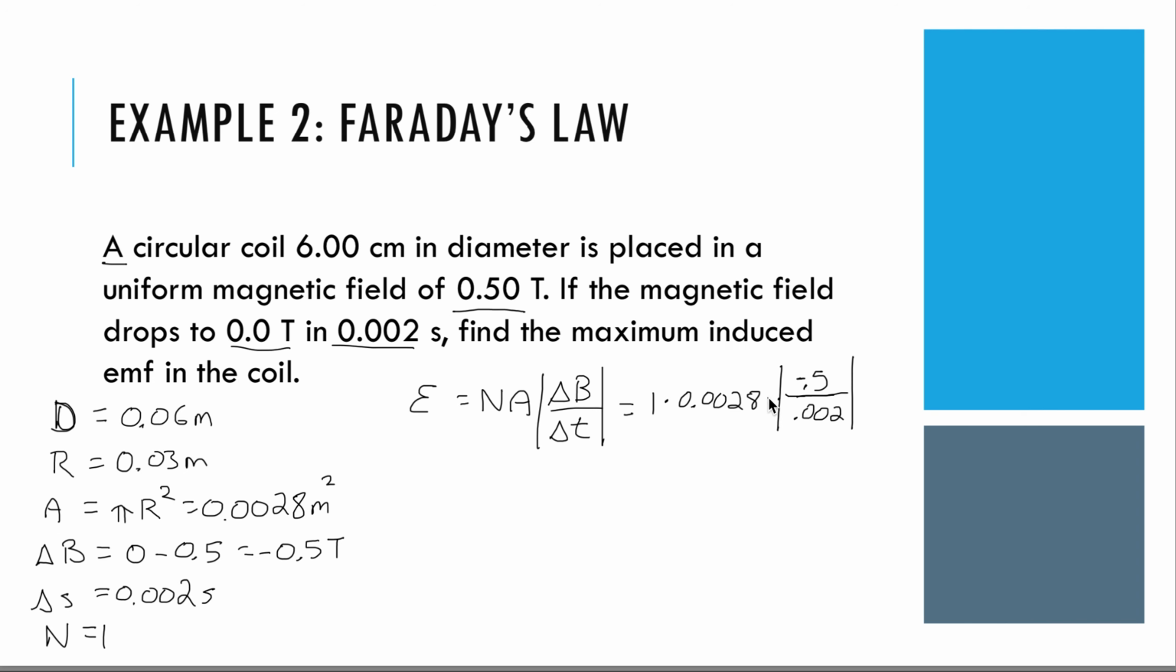We're multiplying all of these things together, and we're going to get 0.71 volts. So this is how much EMF is induced in the loop, which in turn will produce a current in the loop. We'll explore the direction of that current in the following video, where we're going to discuss Lenz's law.